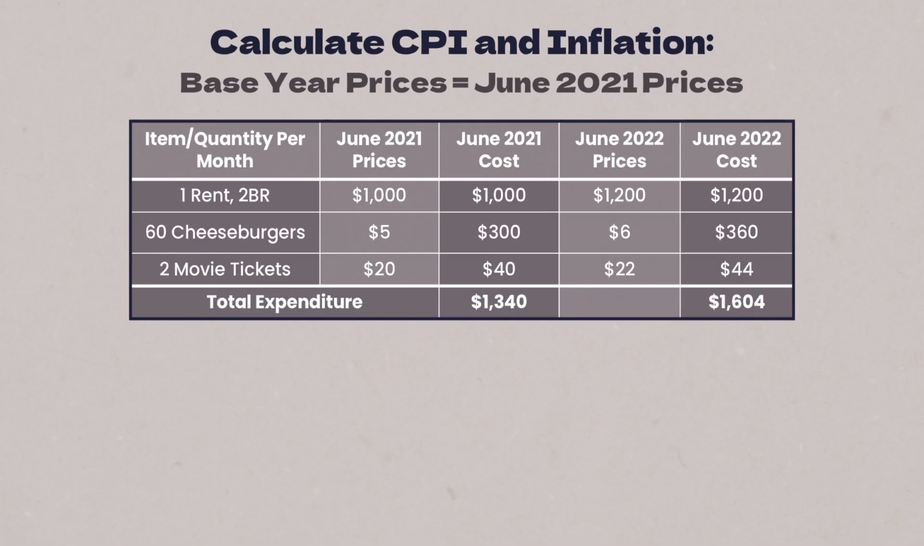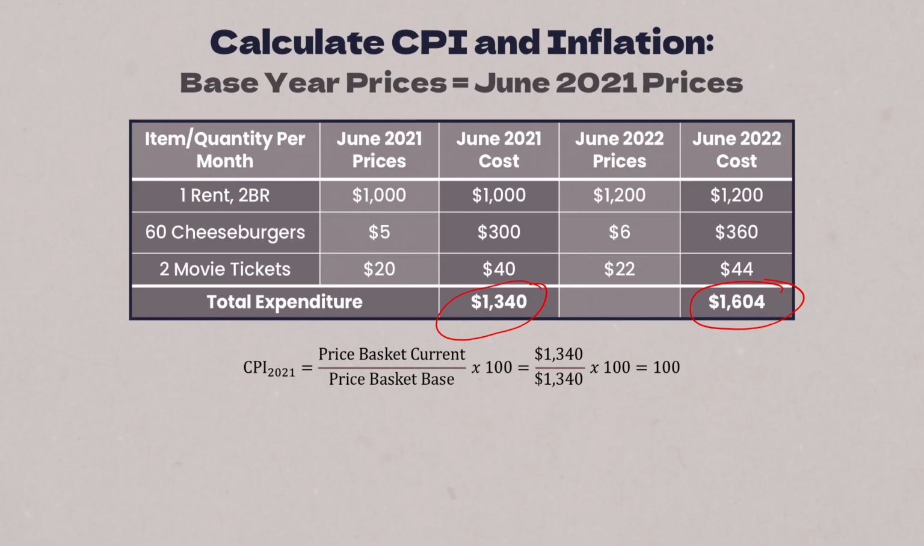Okay. And for our entertainment, we're going to see 2 movies a month. So we're going to fix our basket. We're not really weighting it here. Okay. We're just going to fix our basket. And then we're going to find our prices in 2 time periods, June of 2021 and June of 2022. Okay. And so then we multiply our quantity times the price and we can calculate our basket cost. So in 2021, it's $13.40. In 2022, it's $16.04 once you do that. So we have the cost of our basket in 2 different time periods.